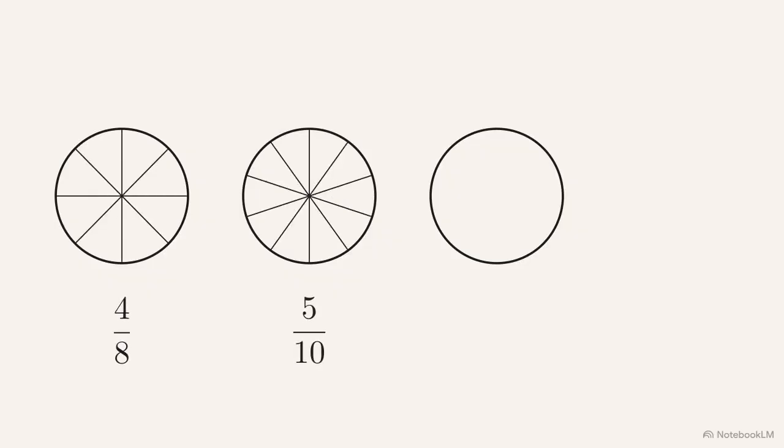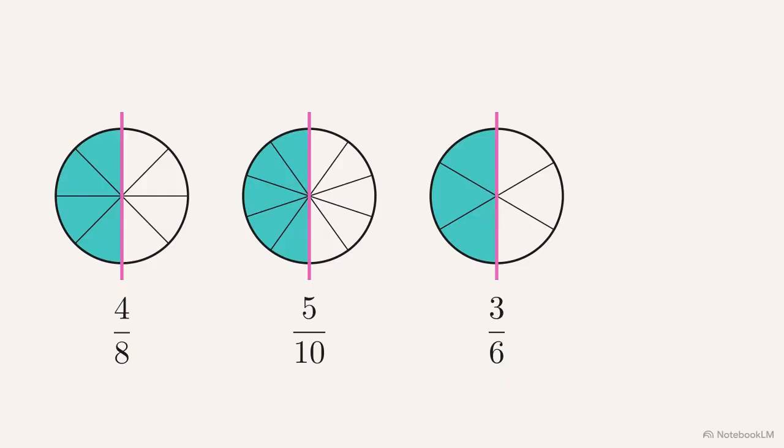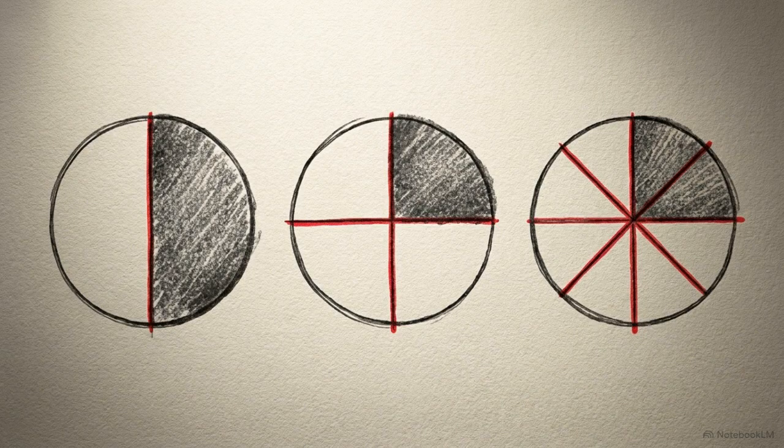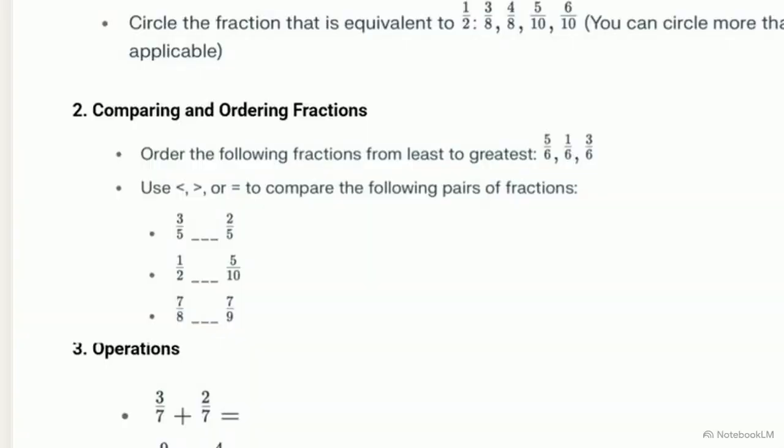The value of a fraction doesn't change just because the numbers get larger. We can prove this by looking at 4/8, 5/10, and 3/6. Even though the numerators and denominators are different, these diagrams show that exactly half of every circle is shaded. They are all perfectly equivalent to 1/2. Once you recognize equivalent fractions, you realize that different numbers are often just describing different ways of slicing up the exact same reality.